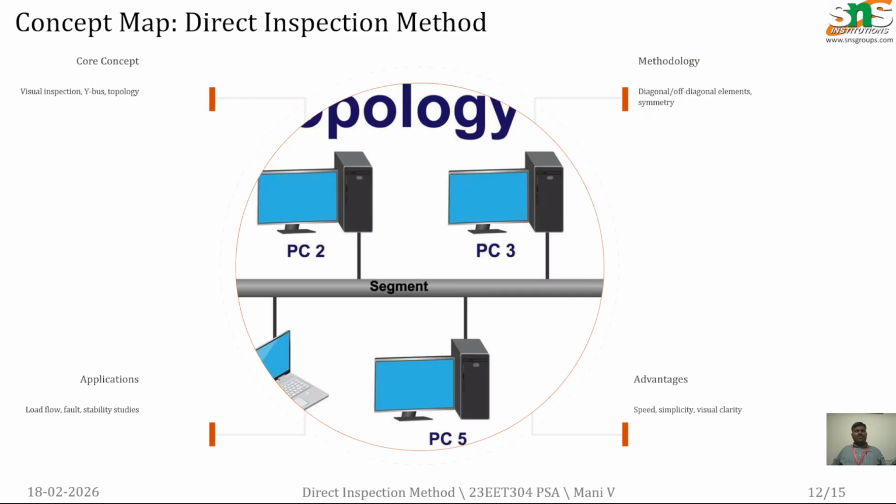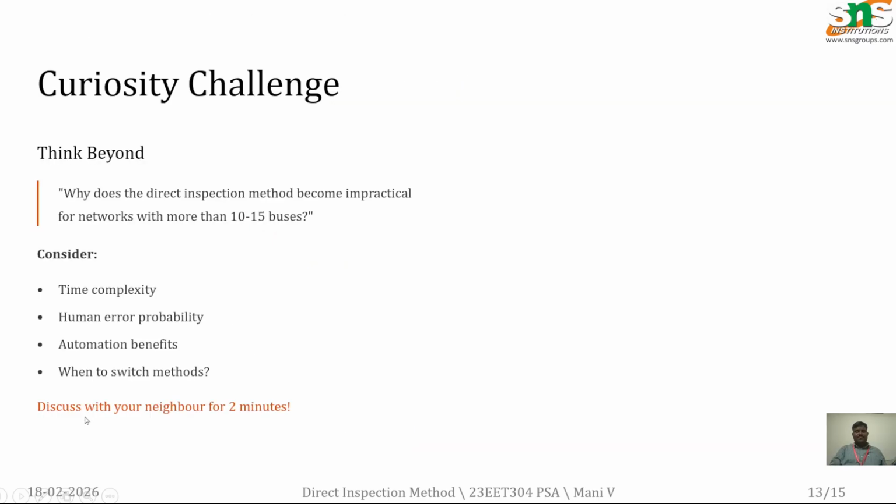So this is a mind map of the concept using the direct inspection method. Initially we have to know the core concept, and we have to inspect visually. The next step, we have to form the methodology. We have to determine the diagonal element and the off diagonal element so that we can form the matrix. From this matrix, these are the advantages: speed, simplicity, and very good visual clarity. So this can be used for load flow analysis, fault analysis, and stability studies, etc.